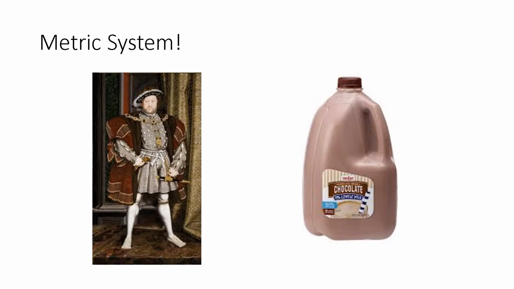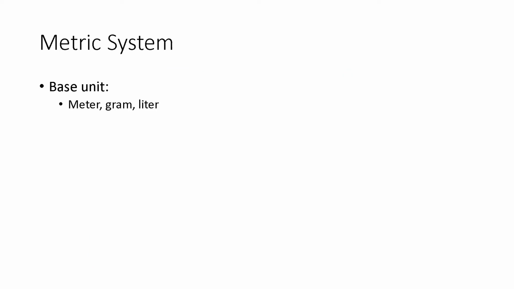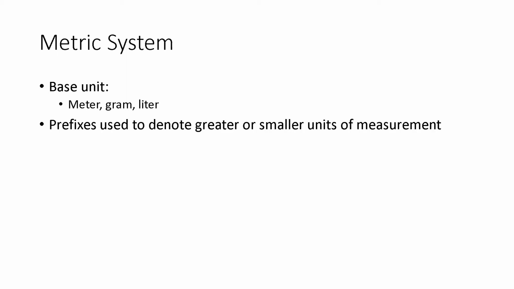So let's look specifically at the metric system. Like I said, we have our base unit, our meter, gram, or liter, depending on whether you're weighing mass, length, or volume. And prefixes are used to denote greater or smaller units of measurement with the metric system. You maybe have heard of kilometers or millimeters or kilograms or milligrams, for example.